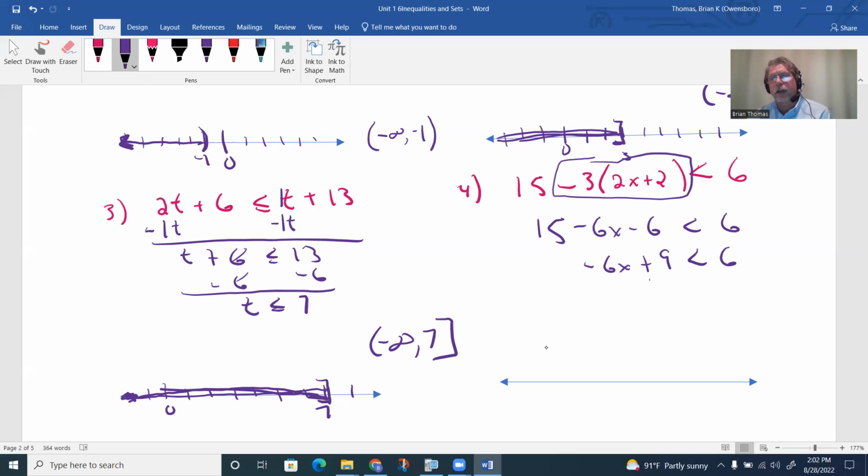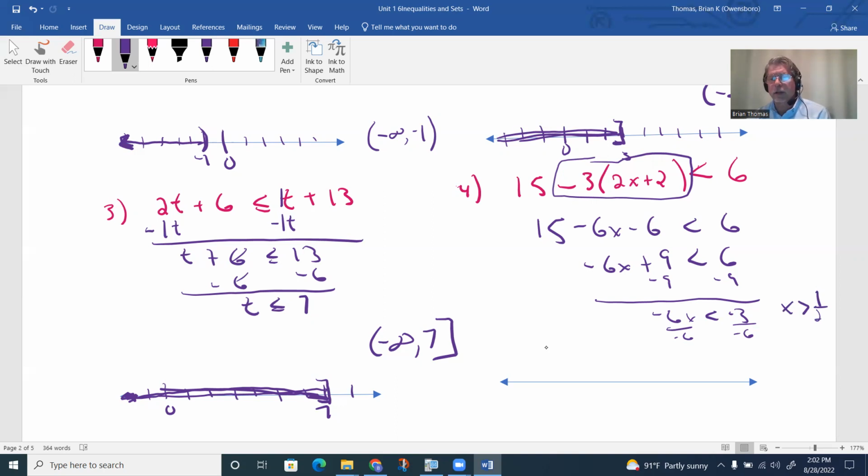So again, if I lose 9 on both sides, notice this is going to require a little bit more work. So negative 6x is going to be less than a negative 3. So if I divide both sides by negative 6, that's the same thing as multiplying both sides by a negative. So in other words, this is where the inequality symbol has to switch. So this is going to be x is greater than 1/2.